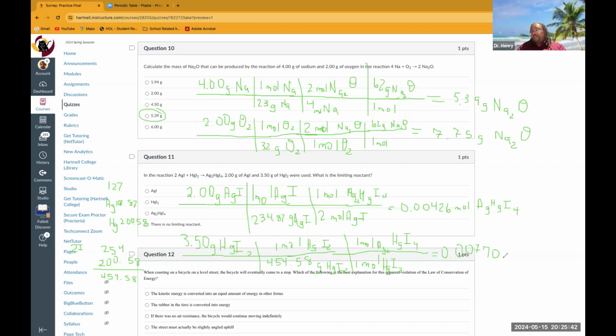Okay, so based upon the number, the limiting reactant is AgI. Okay.